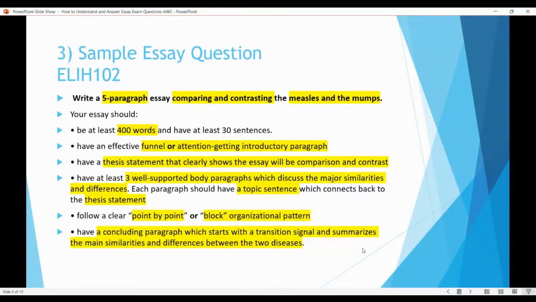Okay. Now again, your essay should be 400 words. Again, you need to highlight 400 words. How many words? 400 words. Okay.